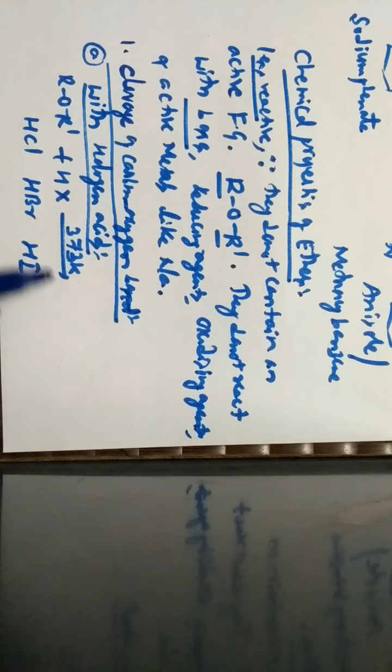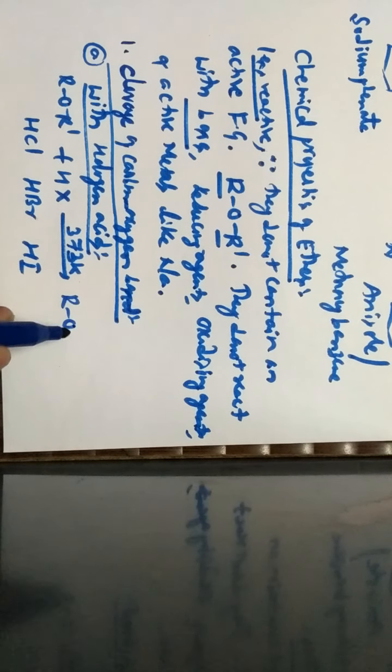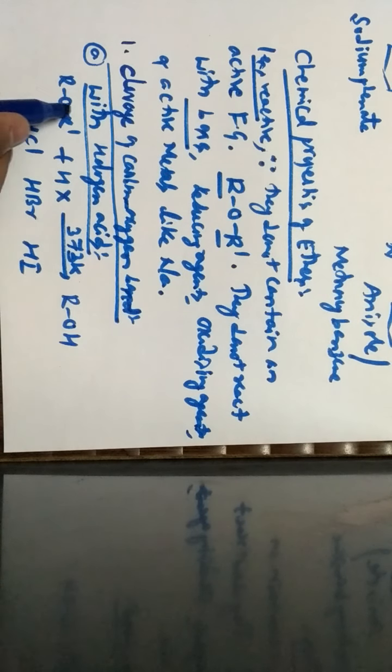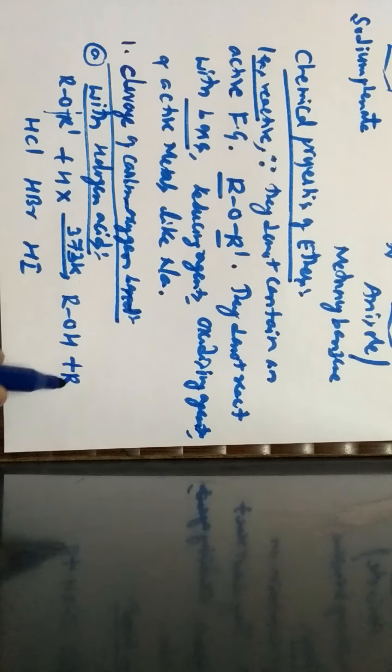Kelvin, it readily gives rise to alcohol, because the bond has to be broken between carbon and oxygen. It readily gives rise to alcohol along with the formation of alkyl halide. So these are the halogen acids that can be involved.